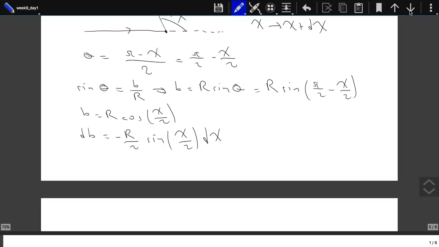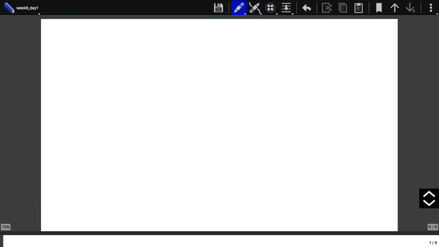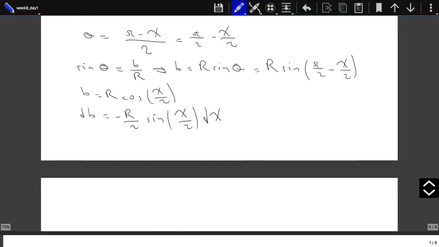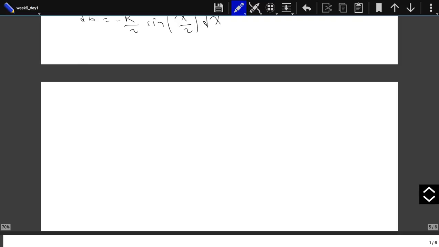Now, what do we know? If b is fixed, we know that for a given b, if you know b, you know chi. B fixes the scattering direction. Now, rather than looking at it from the side, let's just look at it from where we send the particle.